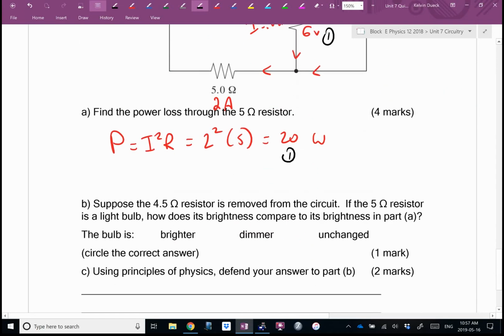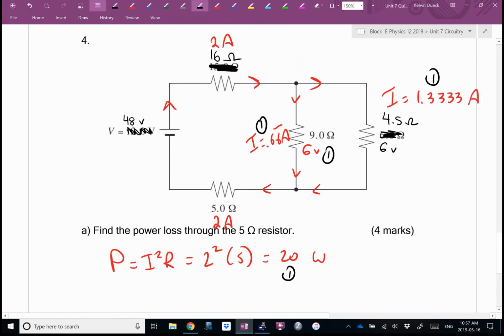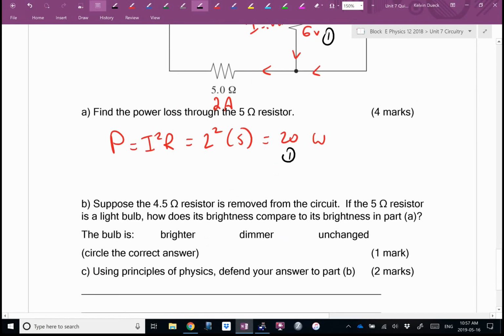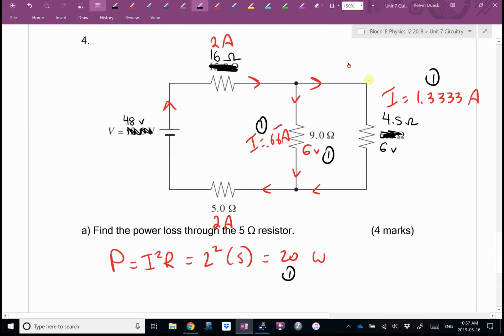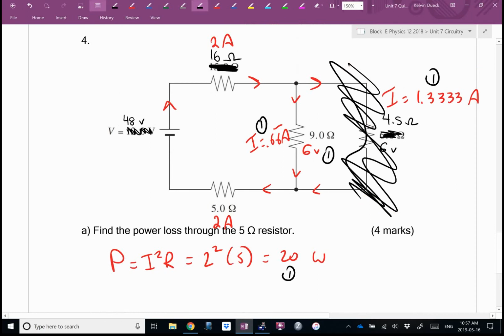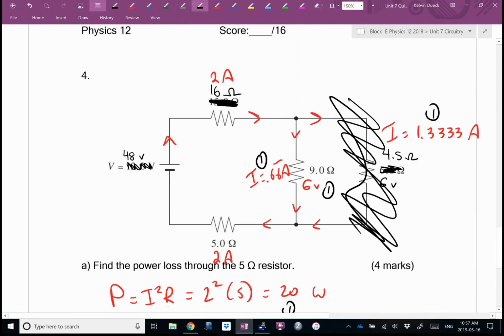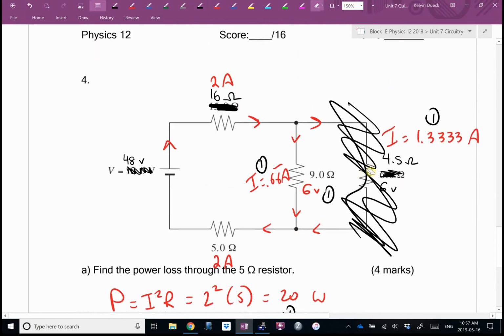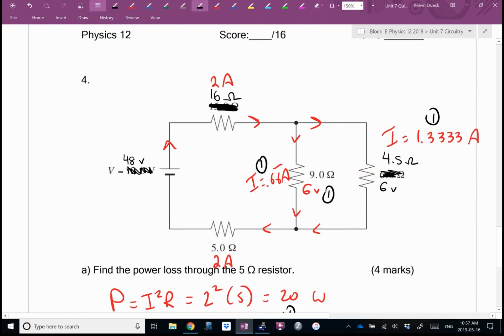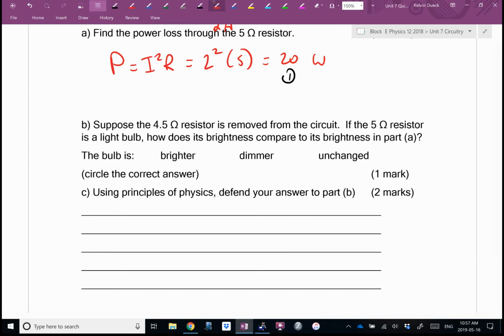What's the part B? Suppose I remove the 4.5 ohm resistor, that guy, from the circuit. So suppose I remove this. What happens to the brightness of the 5 ohms? Okay, if I remove a resistor in parallel, what happens to R total if I remove a resistor in parallel?